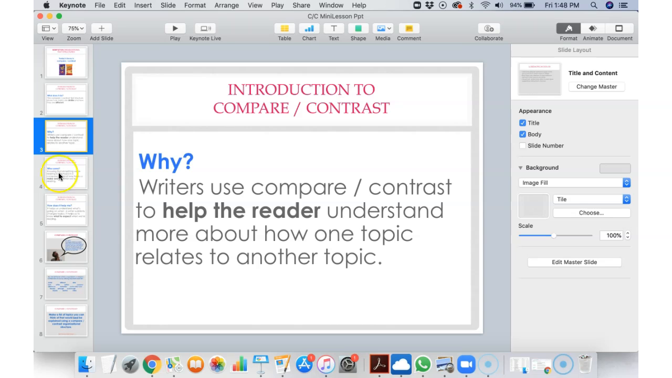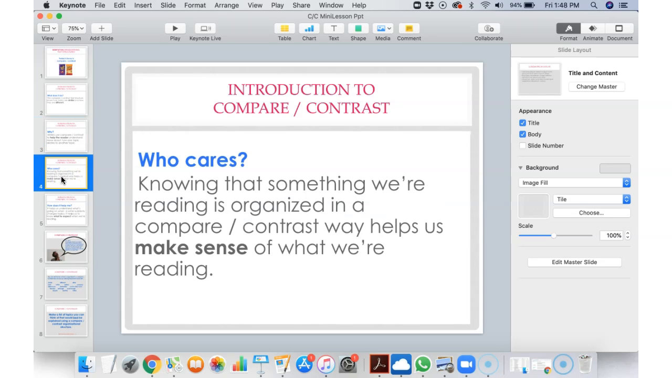Okay, so why it matters. On the reader's side, when we know that something we're reading is organized in a compare-contrast sort of way, it actually helps us make more sense of what we're reading. Have you ever read something and you think, okay, I can't follow this. I don't know how this is laid out. This isn't making any sense.